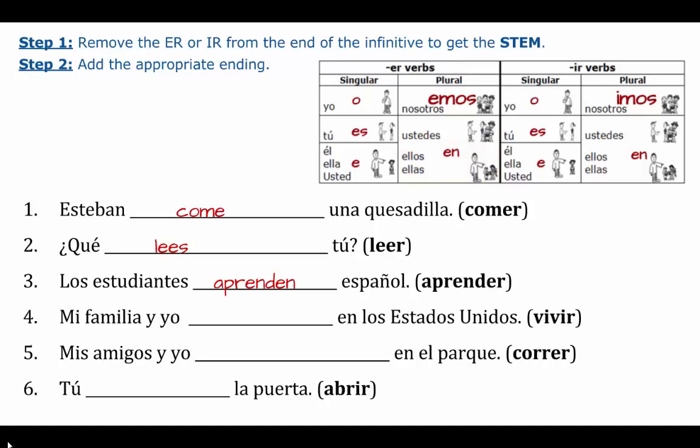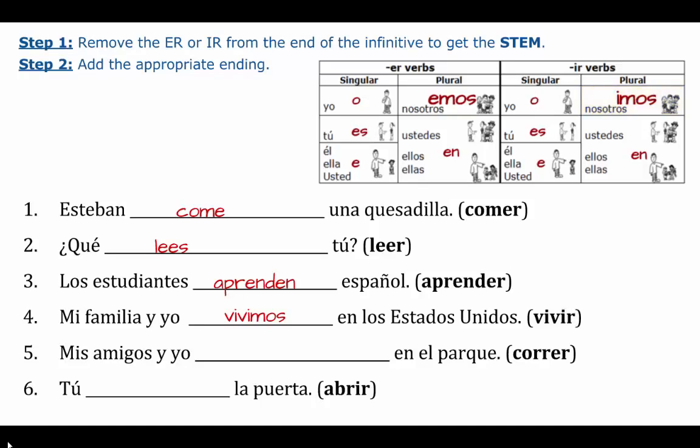Number 4, mi familia y yo. Now this tells me I'm speaking in the nosotros form, since I'm speaking about myself plus my family. So whatever it is, we're going to have to pay attention since it's the nosotros form, and that's where the verb's different depending on if it's an ER or an IR verb. So mi familia y yo, en los Estados Unidos, the verb is vivir. Vivir is an IR verb, so after I take off the IR, I get my stem viv, and I know my ending is going to be the IR nosotros ending, imos. So vivimos. Mi familia y yo vivimos en los Estados Unidos.